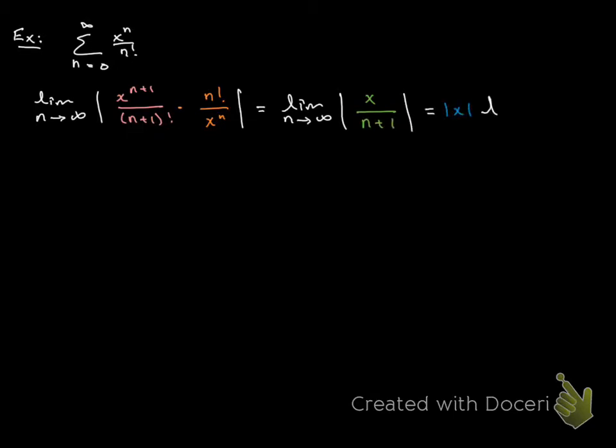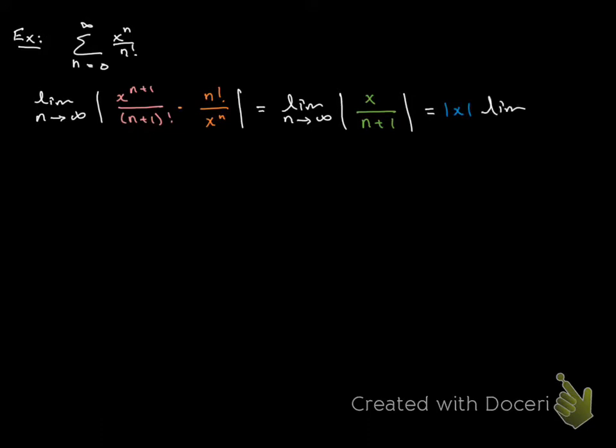Okay, so this is an interesting example. I've got cancellations all over the place. Again, I have absolute value of x in there. I can pull that outside the limit because x does not depend on n. So I see absolute value of x out front times the limit.